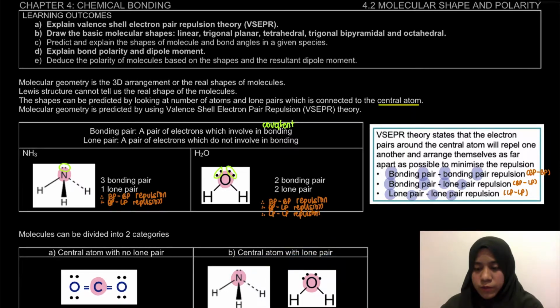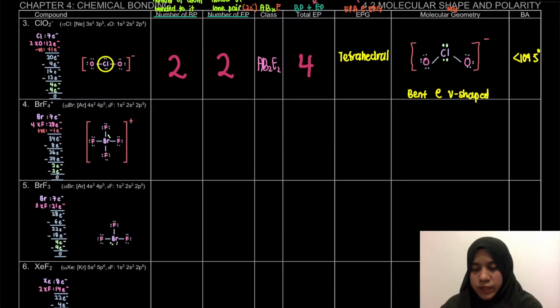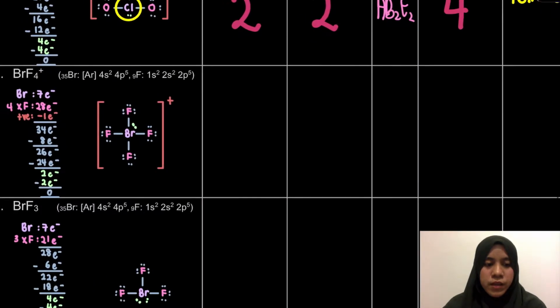So right now what we're going to look at on your notes is page 13. We're going to finish up the rest of the examples. Okay, so first is actually BrF₄+.